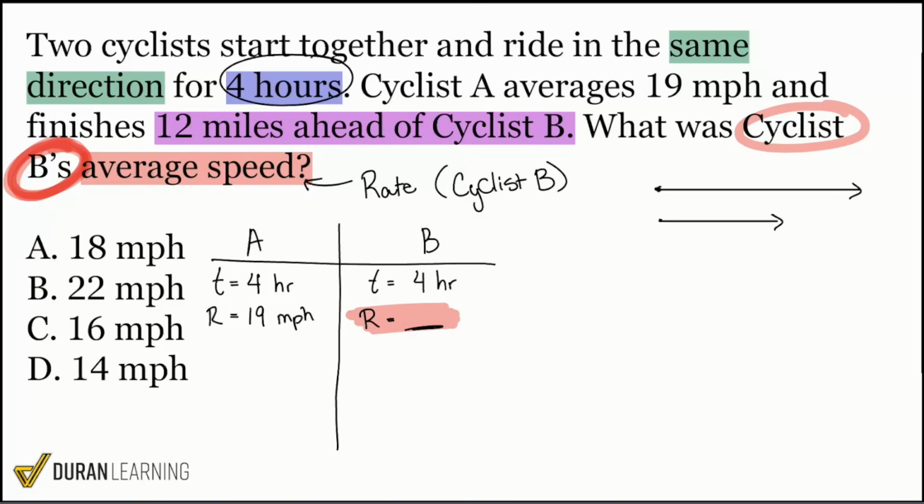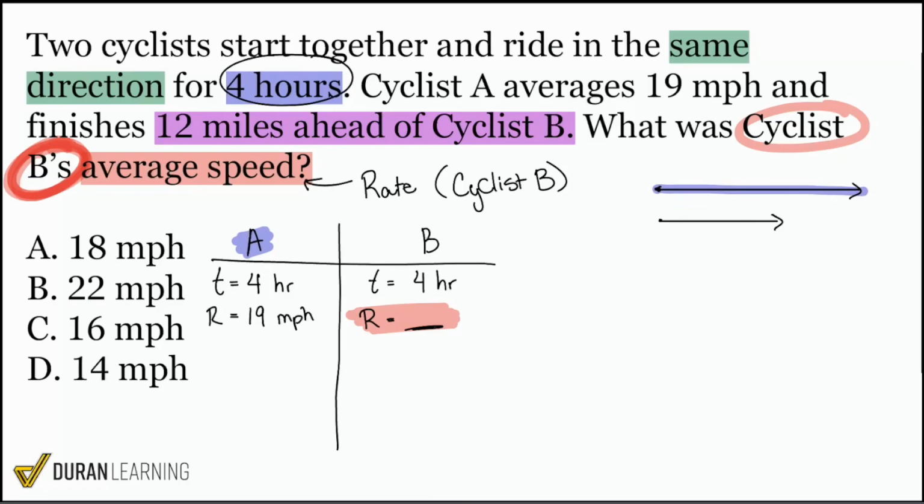Everybody, tell me this. If I have the time and the rate for cyclist A, can I find the distance for cyclist A? Absolutely. I can absolutely find that. If I have the time and the rate for cyclist A, I can find the distance. So let's pretend that that's this distance over here.